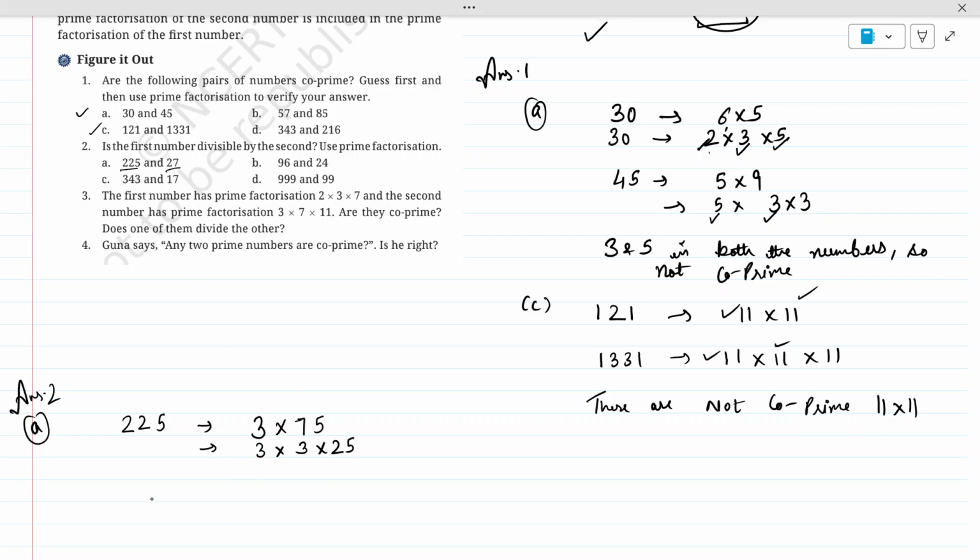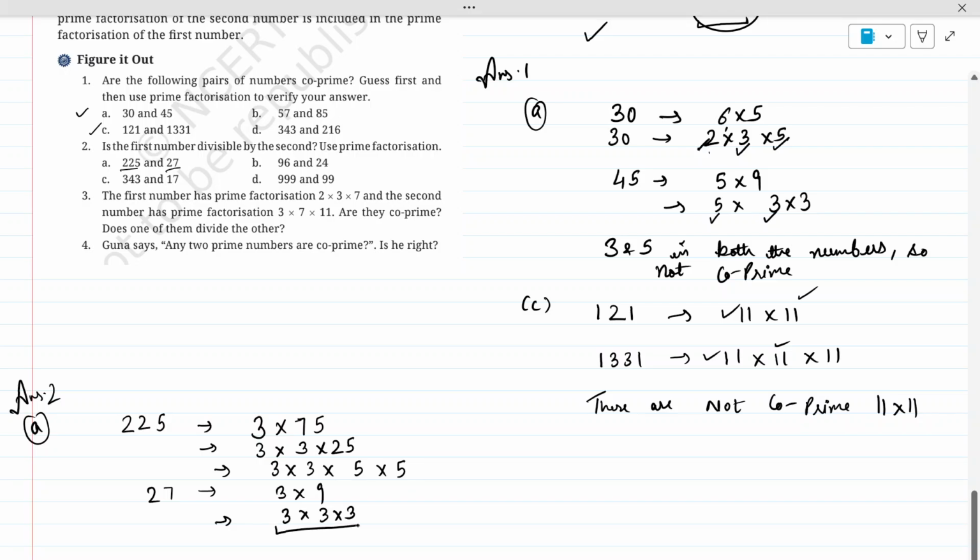And then we have 27. For 25, I can break this as 5 into 5. These are the prime factors. Next we have 27. I can write 27 as 3 into 9, which I can further write as 3 into 3 into 3.